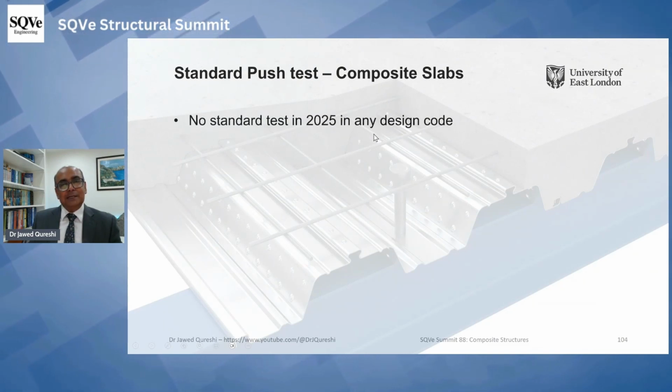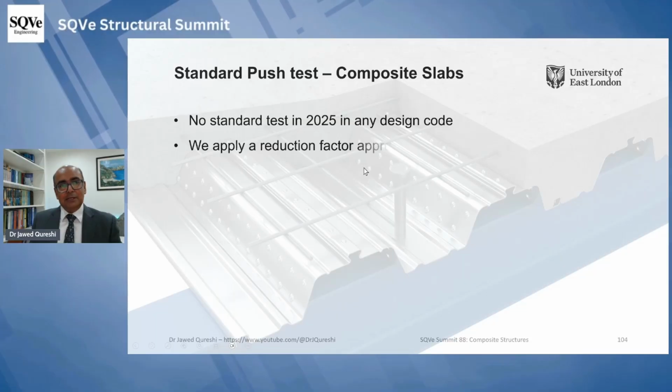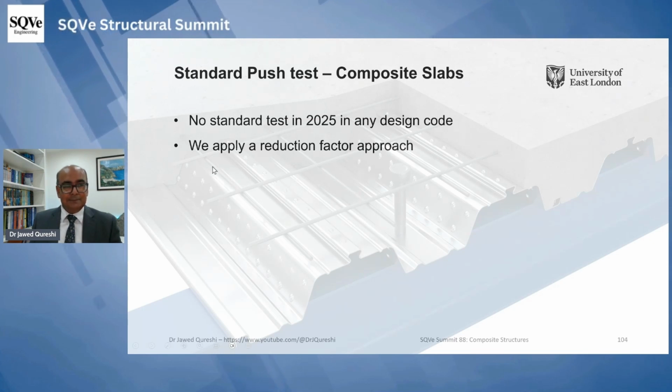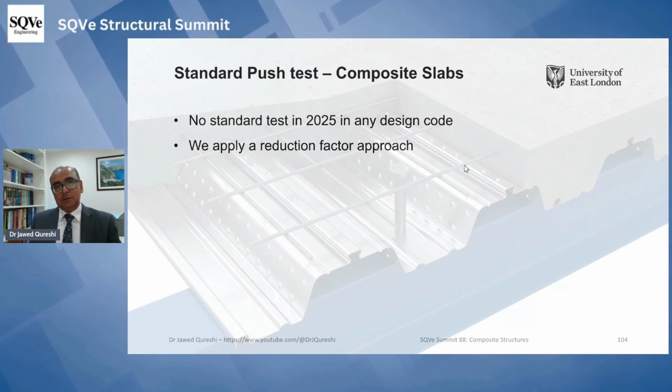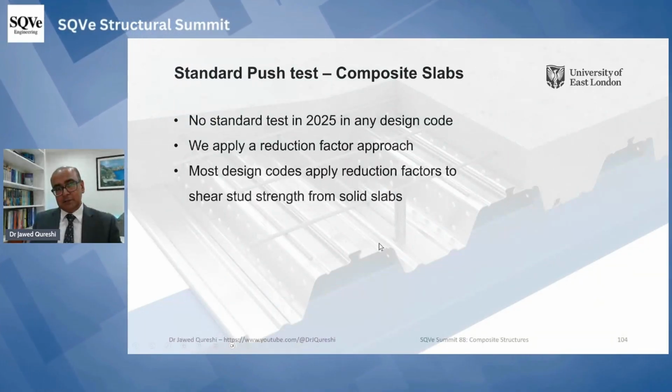For composite slabs with profile sheeting, there's no standard test in any design code. They've been trying to build some, but they couldn't get it. And we apply a reduction factor approach. First of all, we find out the shear connector capacity for solid slabs, and then we work out the reduction factor for profile sheeting slabs, and then we apply those reduction factors. Most design codes apply reduction factors to shear stud strength from solid slabs.